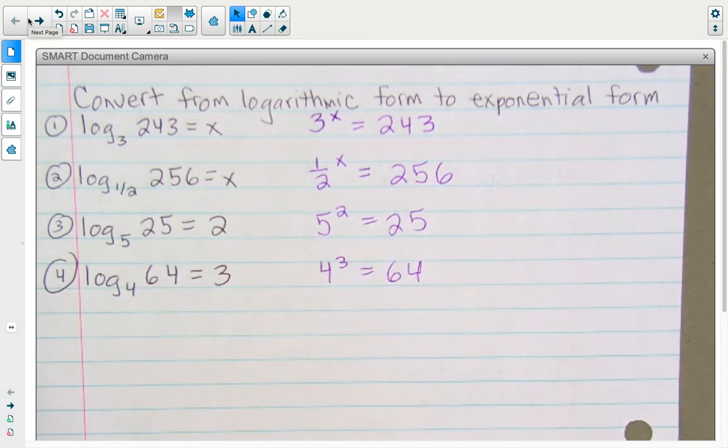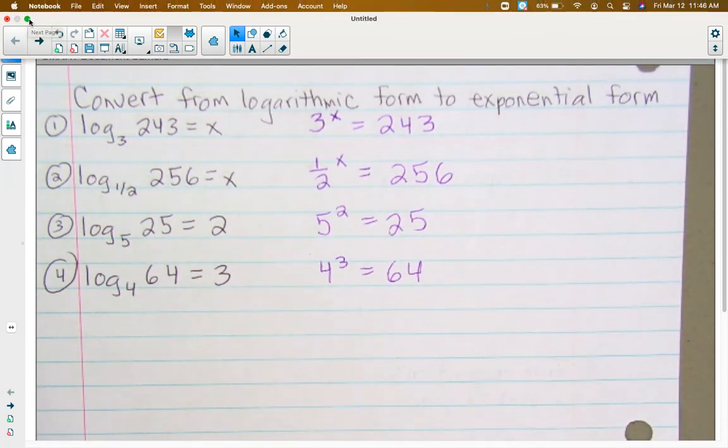So now we know how to go from log to exponent and from exponent to log. In tomorrow's video, I'll show you how to solve a logarithmic equation.